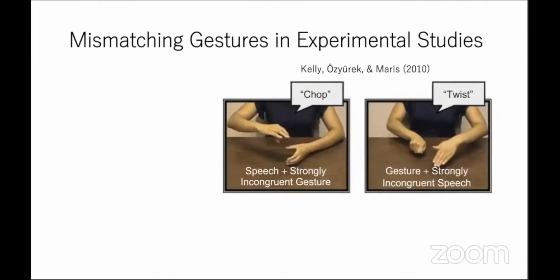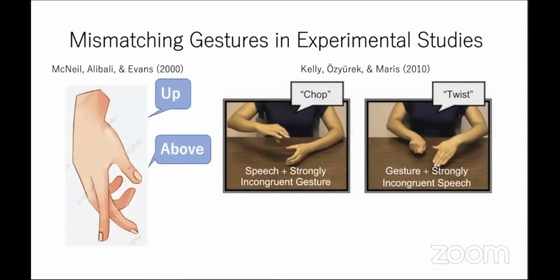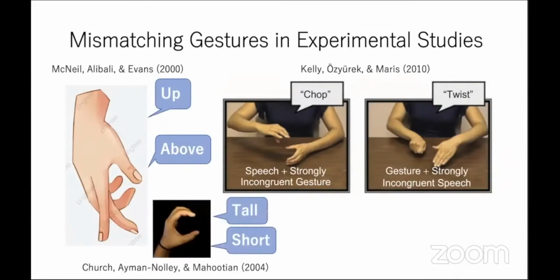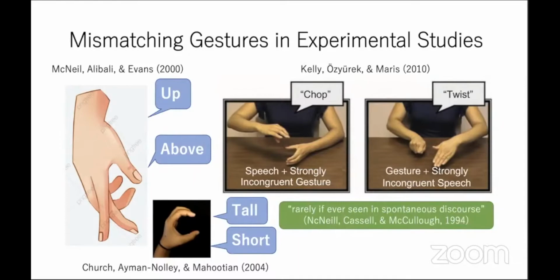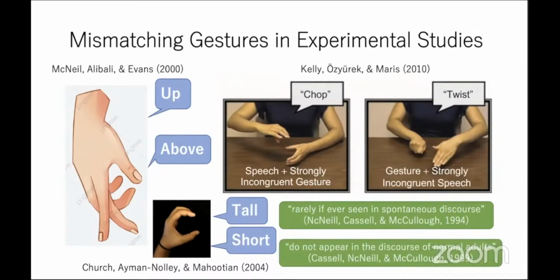So I first investigated what kind of mismatching gestures are used in experimental studies. For example, the person said chop while doing a twisting gesture, or said twist while doing a chopping gesture. Would we really do that in real life? Or maybe also pointing downwards while saying up and above. Is it really possible to do that? And also a C-shaped hand while saying tall, short. It's also kind of ridiculous. Right? The researchers actually confess that these rarely, if ever, appear in spontaneous discourse of normal adults. So they were really strange gestures.